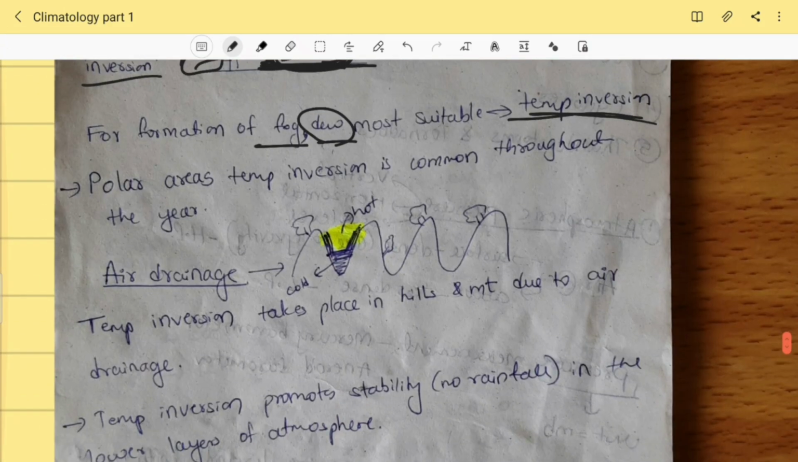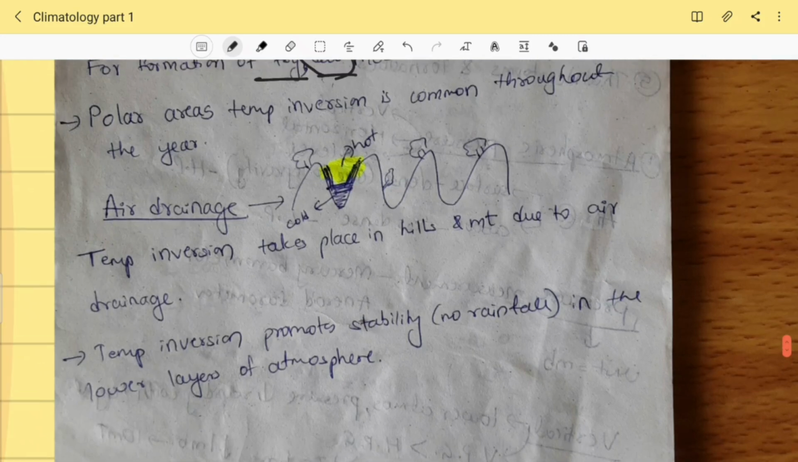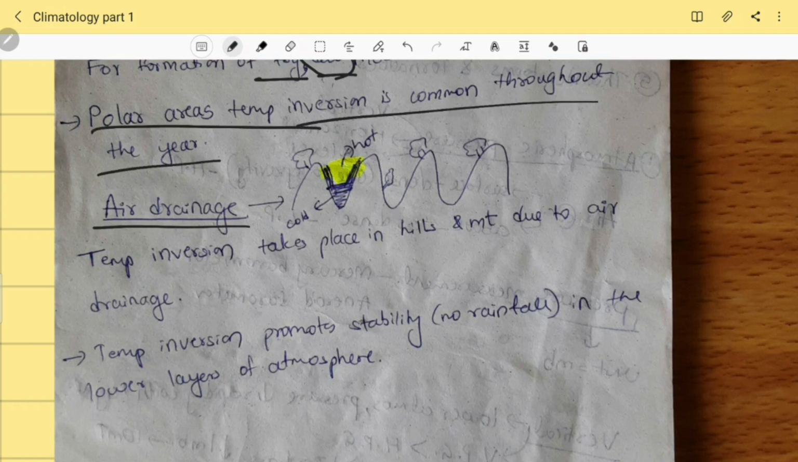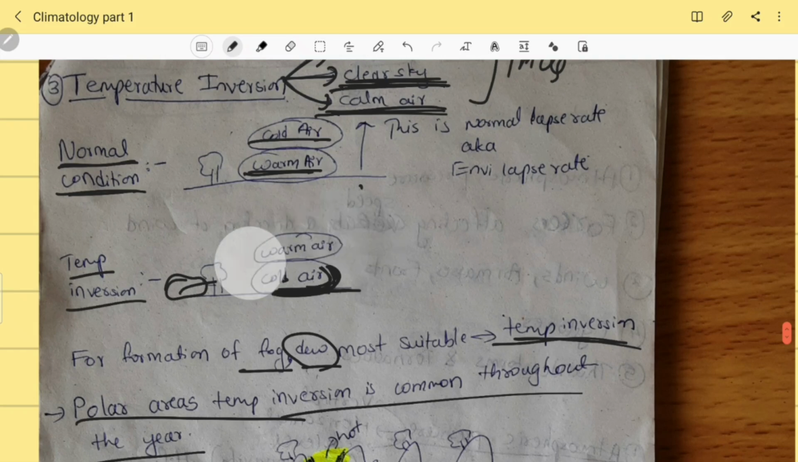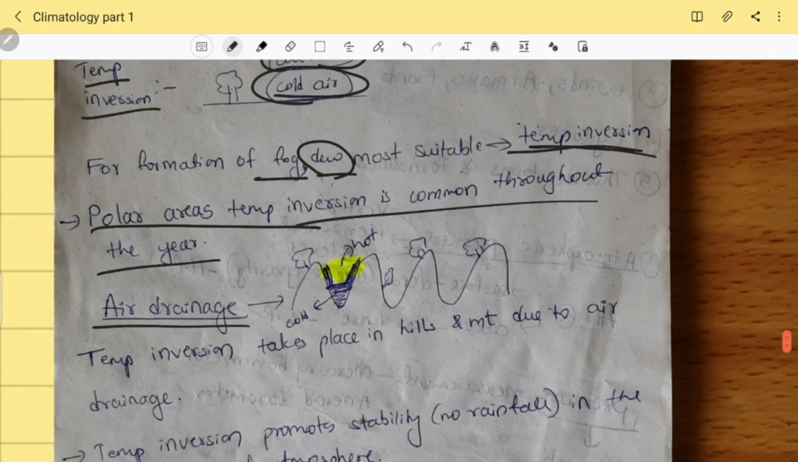And next, the last thing we will study is air drainage. Before studying air drainage, you should know that in polar areas temperature inversion is common throughout the year. You can see this condition, that is cold air on the surface and warm air accumulated above the cold air, in polar areas throughout the year. They can ask you one MCQ: does a polar area experience temperature inversion throughout the year? Yes, they do.